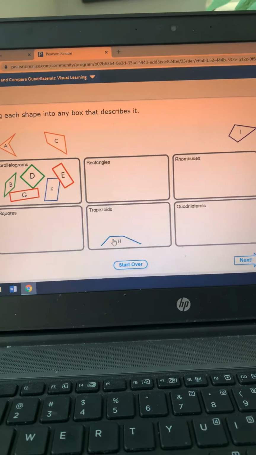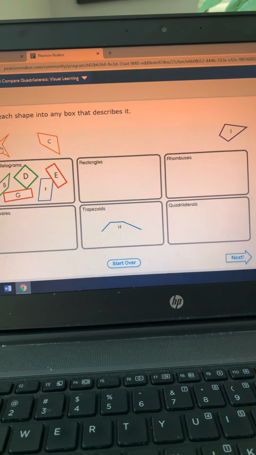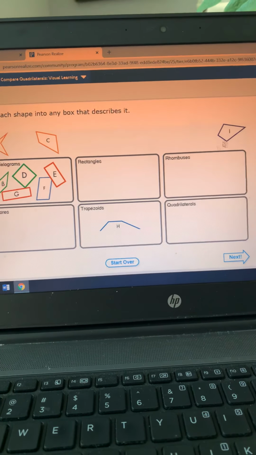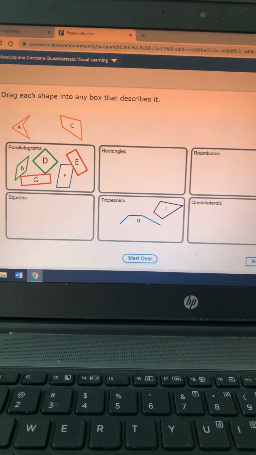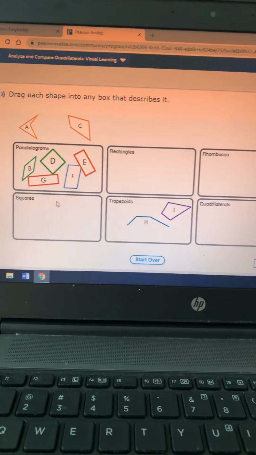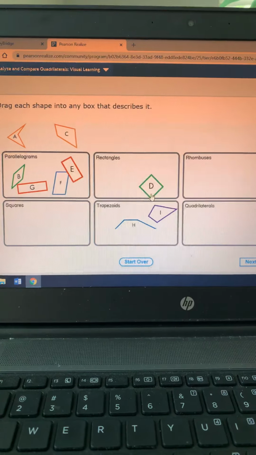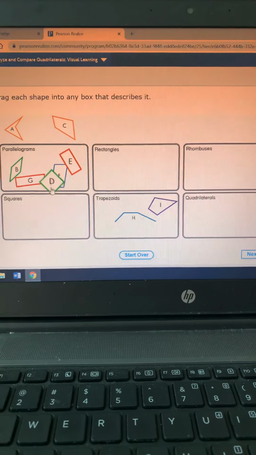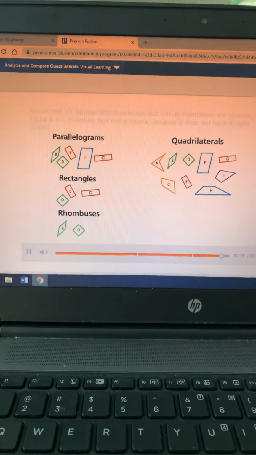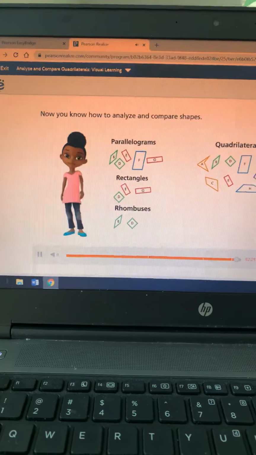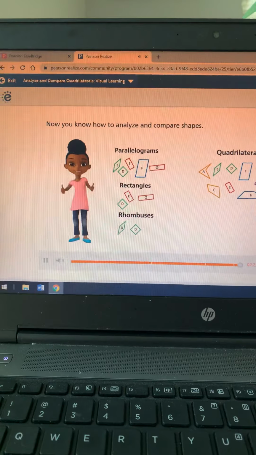This would be a trapezoid. This would be a trapezoid. They're all quadrilaterals, all of them. All right? Remember, D is the only one that fits all the squares. It's not a trapezoid because it has more than one pair of parallel lines. Now you know how to analyze and compare shapes.